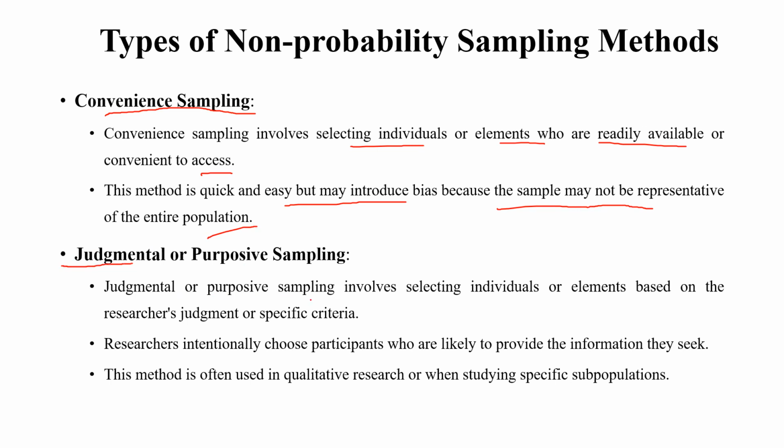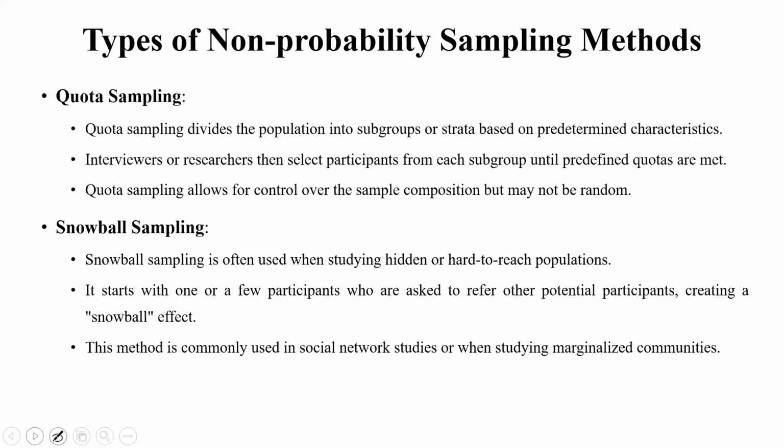Judgmental or purposive sampling involves selecting individuals or elements based on the researcher's judgment or specific criteria. Researchers intentionally choose participants who are likely to provide the information they seek. This method is often used in qualitative research or when studying specific subpopulations.